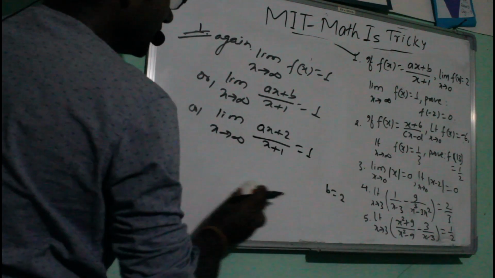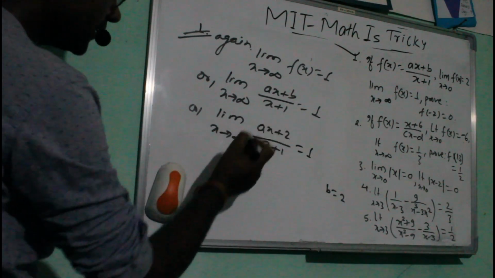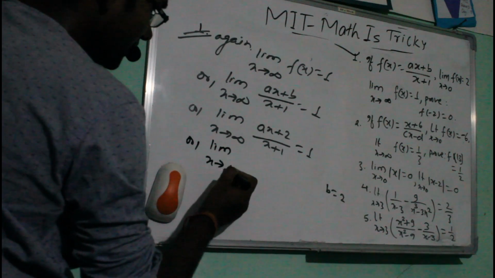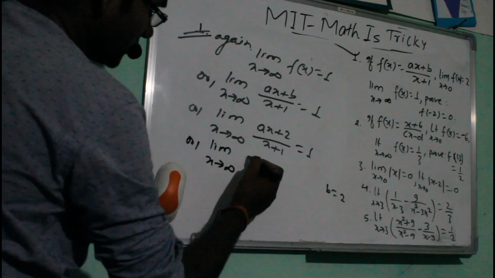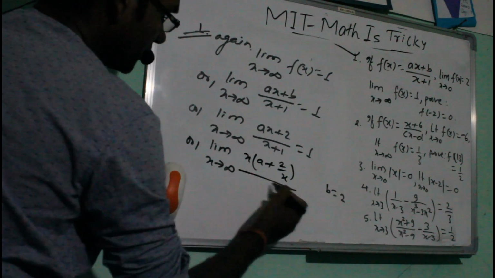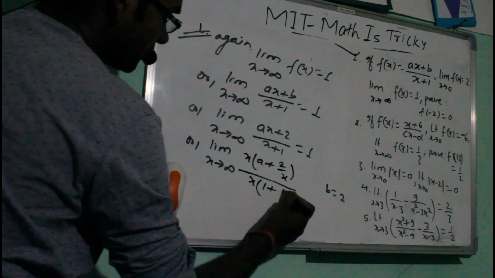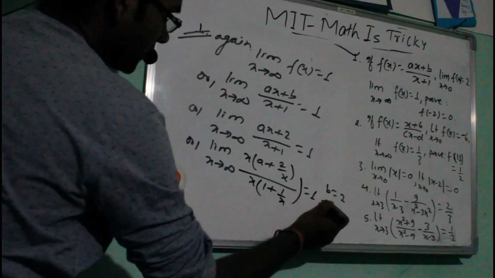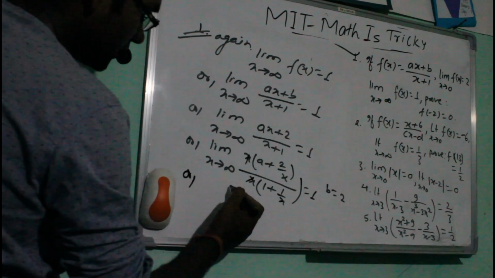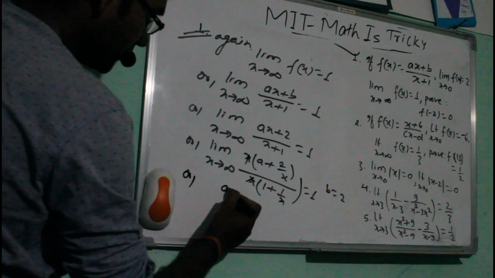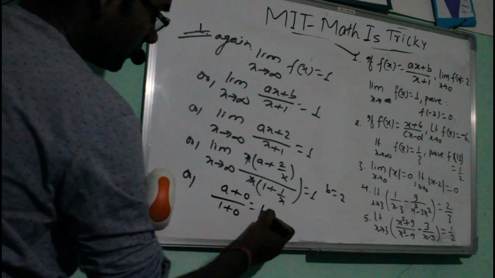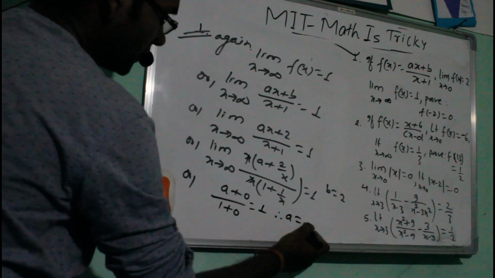And we can see it is in the form infinity by infinity, so we take the highest power common from numerator and denominator, so that we will get the answer. x is common, so a plus 2 by x in the numerator, x is again common, so 1 plus 1 by x equals 1. This x and x cancel, so let's put the value of x as infinity. So a plus 0 by 1 plus 0 equals 1, therefore a equals 1.